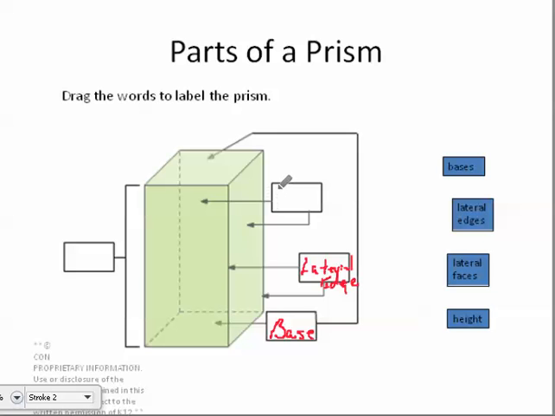These would be called lateral faces. Faces. And this would be called the height. Okay? So you're looking at several different terms there. You need to learn what they mean. They're spelled out a little bit easier over here, but it doesn't move over, so I had to write them in there for you, okay?